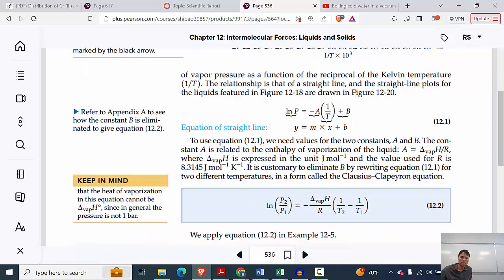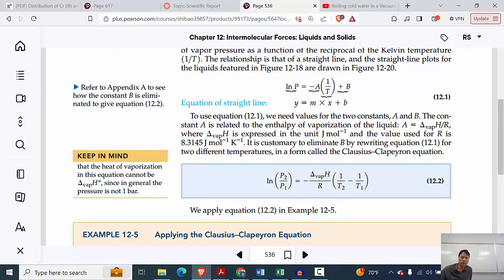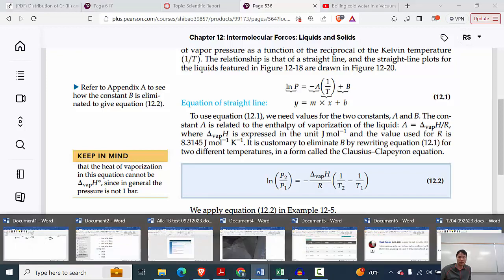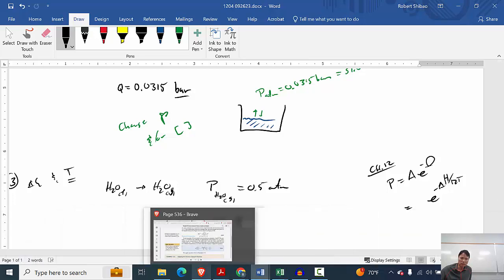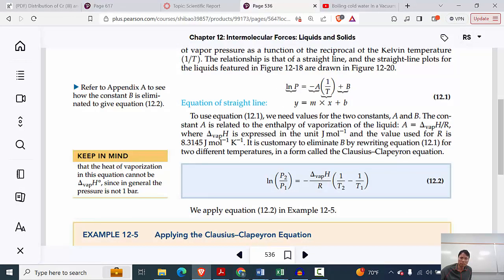These are the constants here, and then we can come up with this sort of equation. And so the equation that describes that curve is going to look like this, based on what we do here. This is e to the minus delta H over RT. And this pre-exponential constant is going to be what we call B from this equation here.